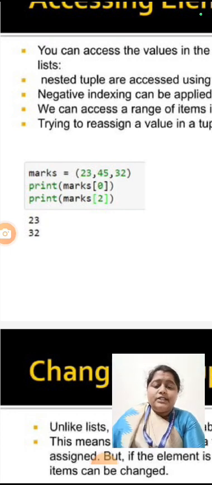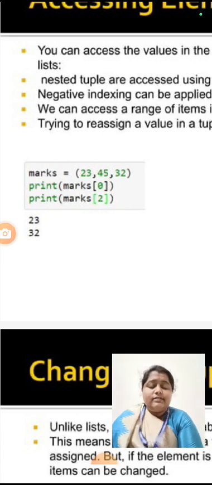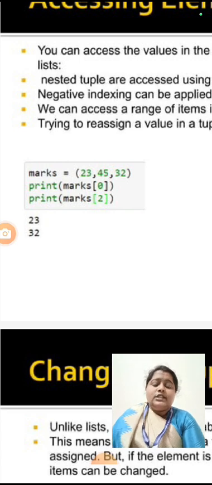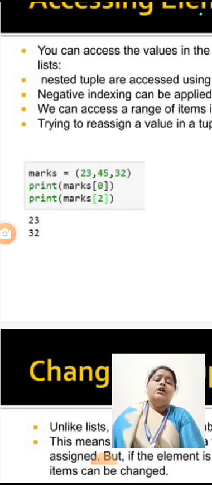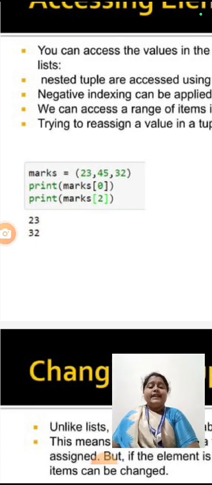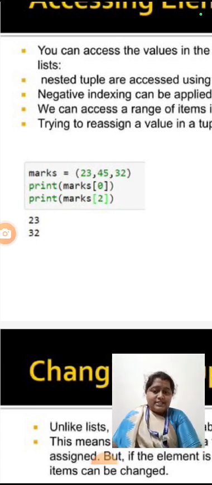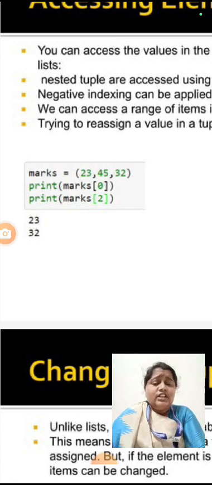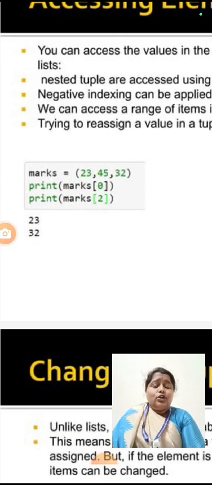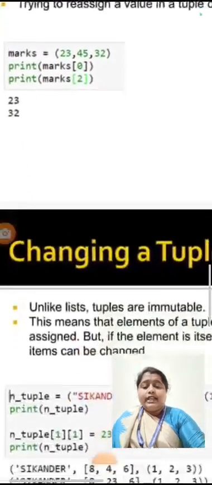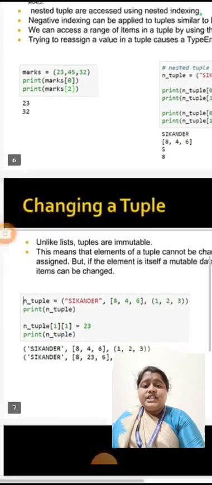Print marks[0] means the 0th position is 23, so 23 is printed. Print marks[2] means the second position is 32, so 32 is printed. Print marks[1] means 45 is in the first position, so we print 45. This is how we access the elements using the index number. So we should allocate an index number for each and every element of the tuple, starting from 0, that is 0, 1, 2, 3, etc.